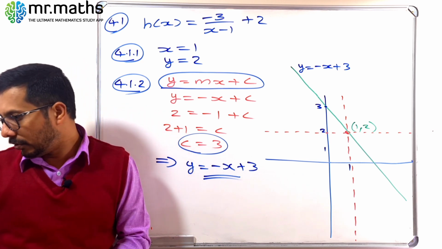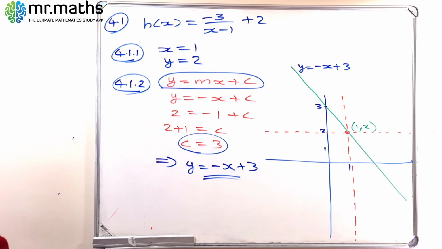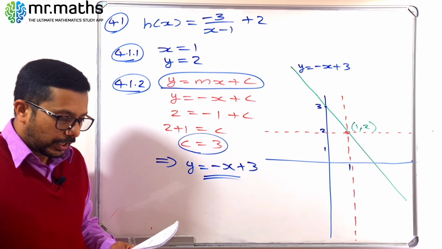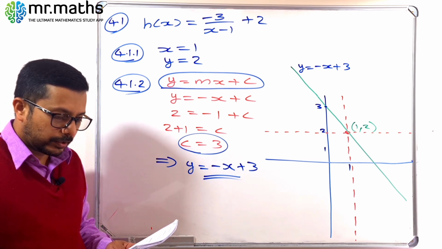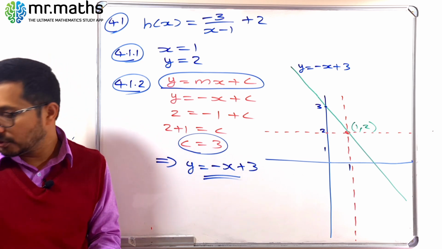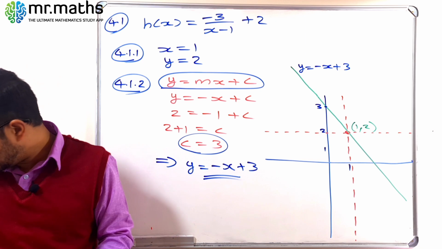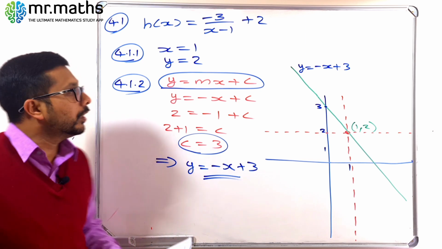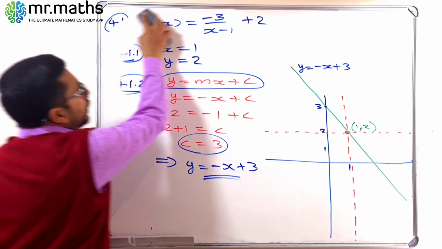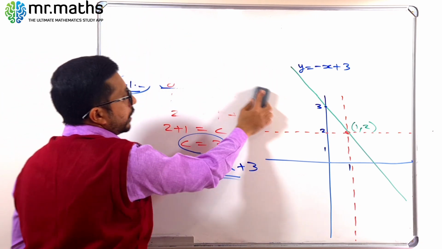Now let's go to the next question, 4.1.3. What is that question? Sketch the graph of h showing the asymptotes and intercepts with the axes. So you have to sketch the graph showing the asymptotes and the intercepts with the axes. For that, we have to sketch the graph of h of x.